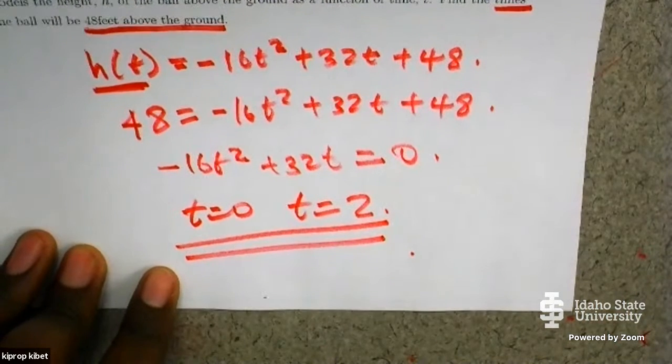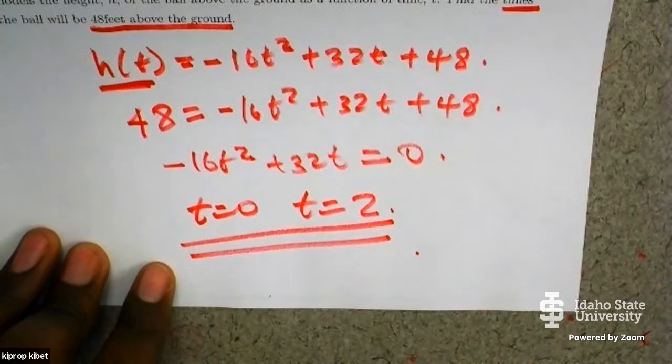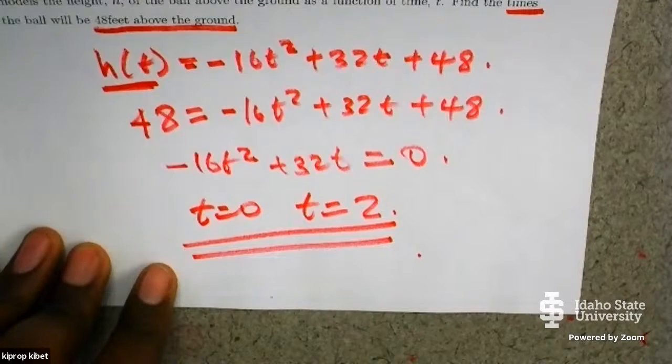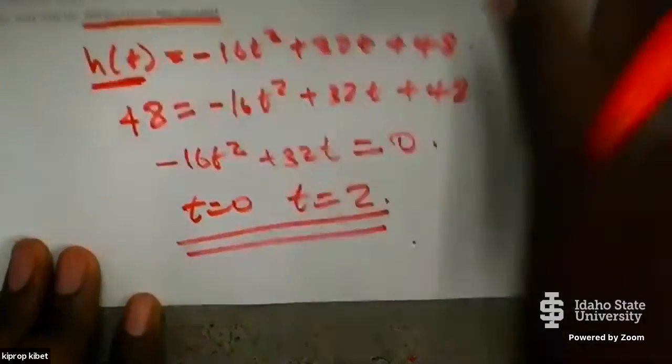Okay. So actually here we're being tested on how we can use the zero product property. So it's not that hard.